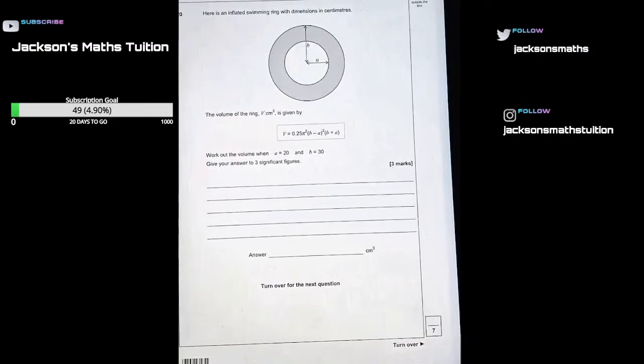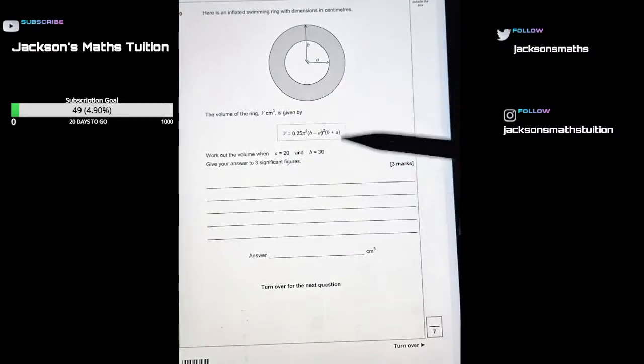Here is an inflated swimming ring with dimensions in centimeters. The volume of the ring is given by the formula. It says to work out the volume when A is 20 and B is 30, and give your answer to 3 significant figures. Okay, so this is just a simple substitution question.